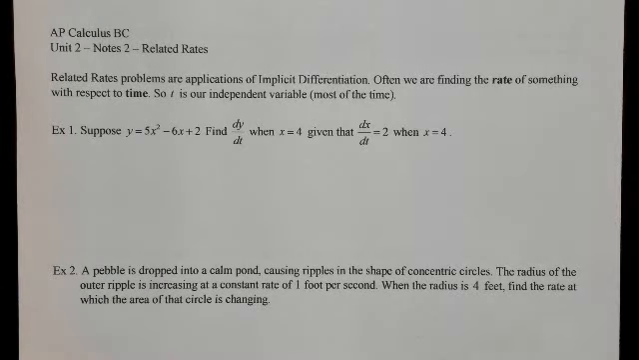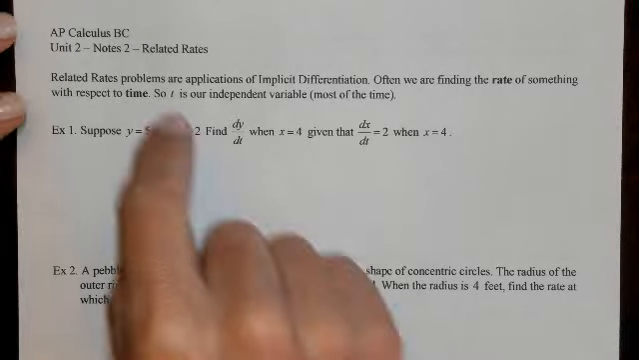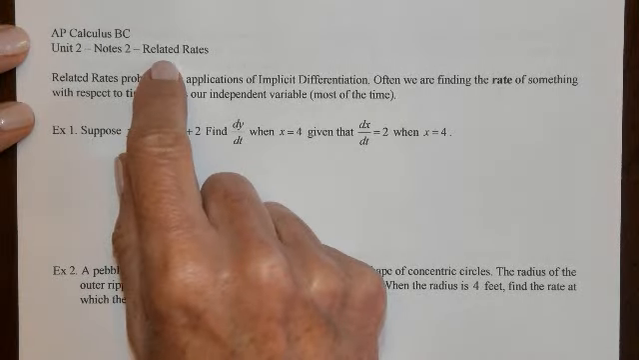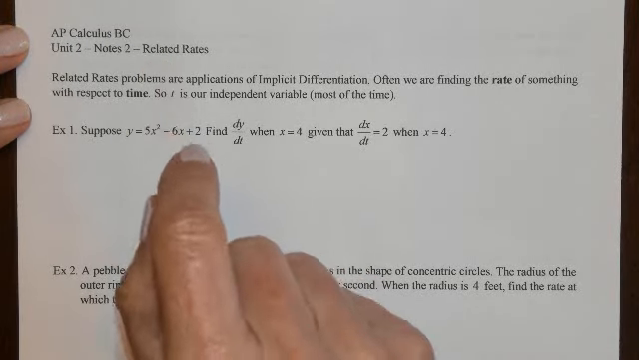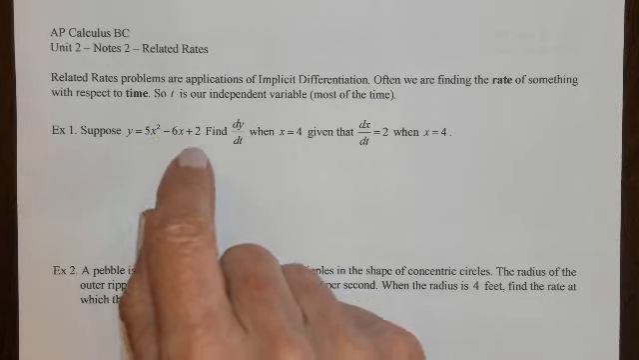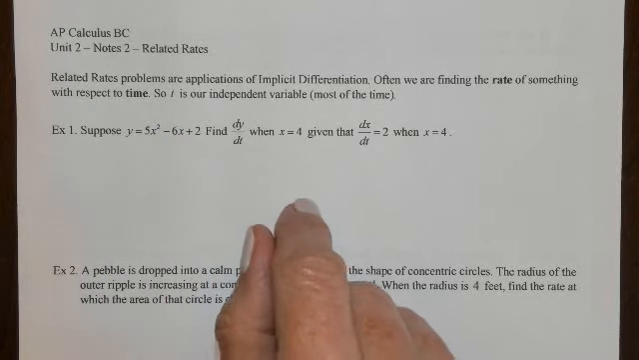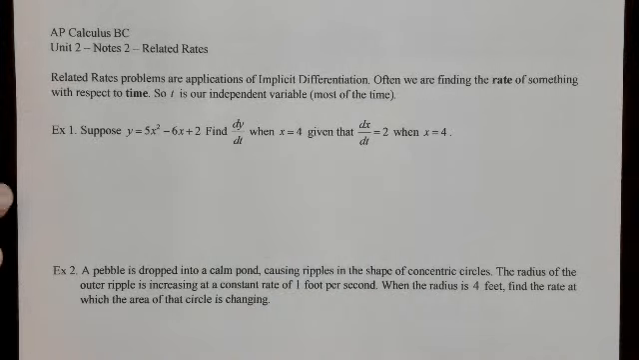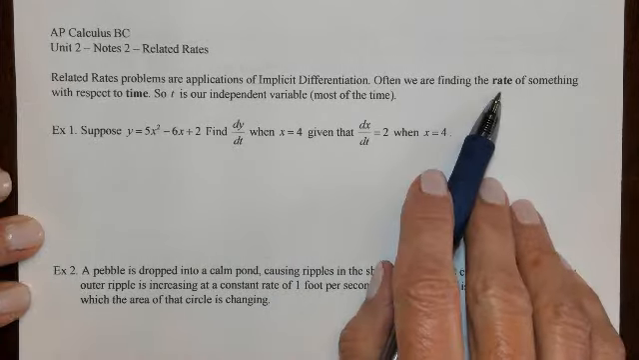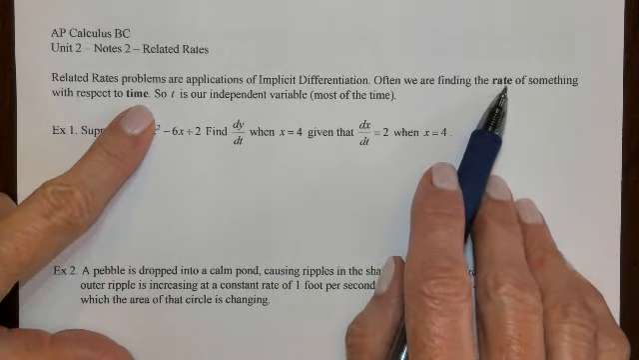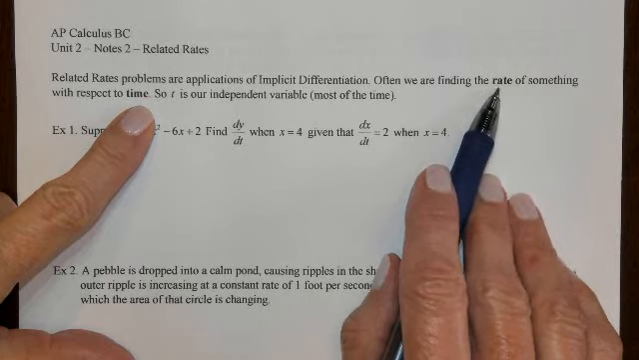Okay, we are on Unit 2, Notes 2, Section 2 of Unit 2. This is the section on related rates. Related rates are problems that are an application of implicit differentiation that we did in the first section. Often, we are finding the rate of something with respect to time. So when you see rate, think derivative.